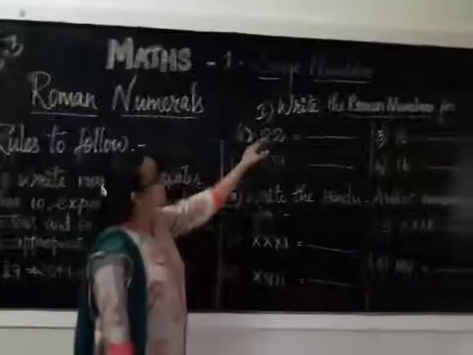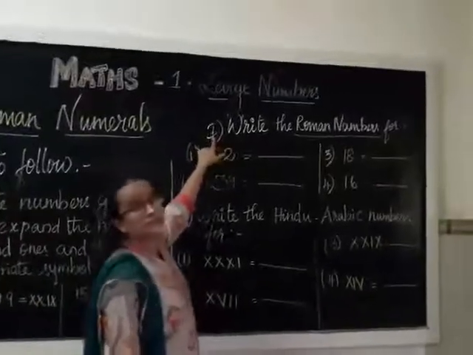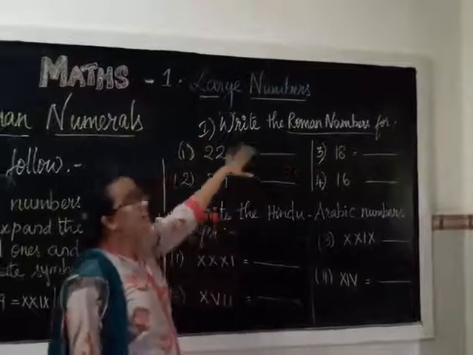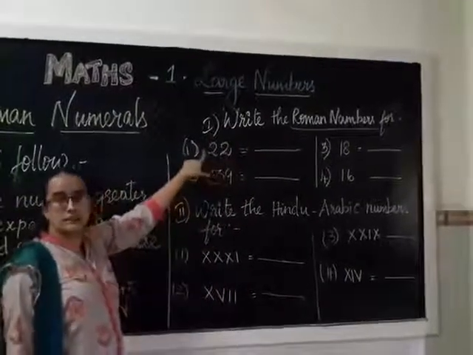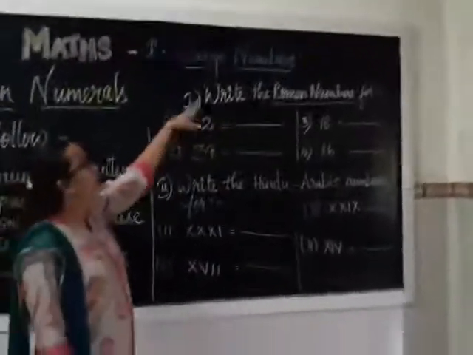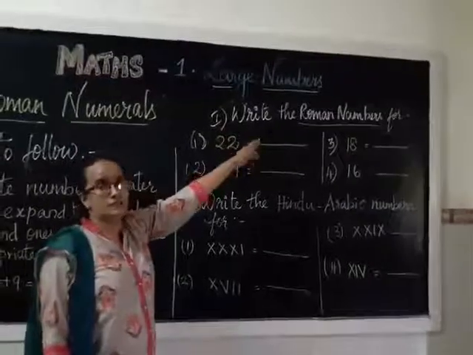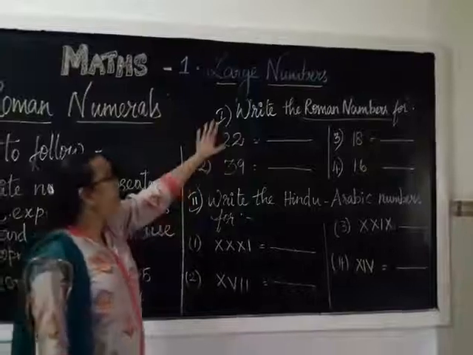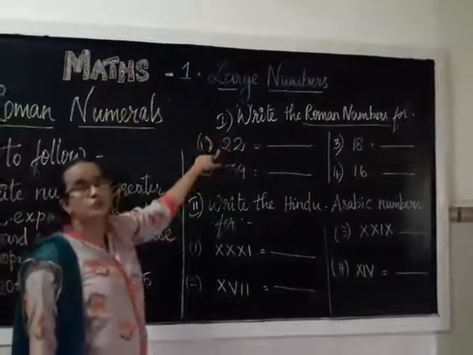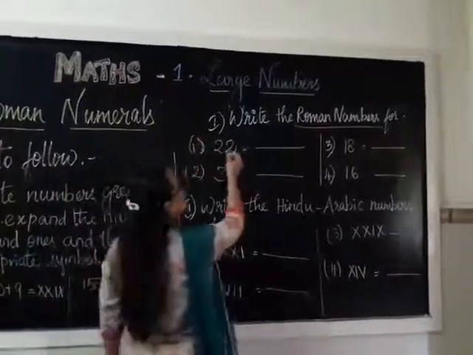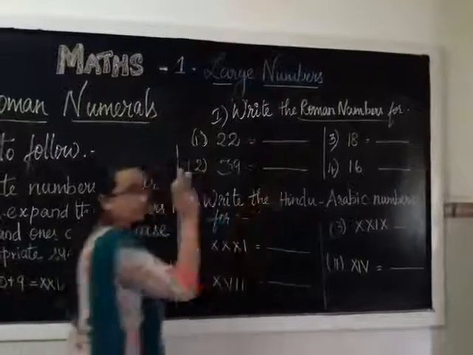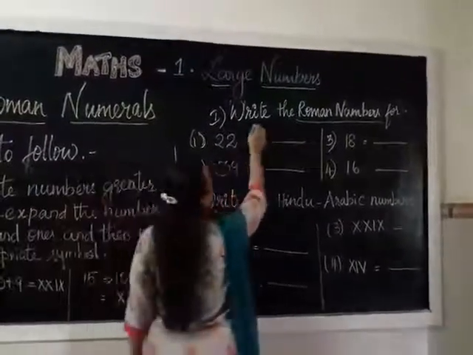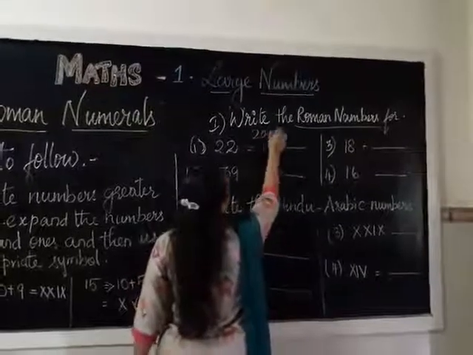Now, first, write the Roman numbers for the given Hindu Arabic numbers. We have to write them using Roman symbols, like the 7 alphabets we use for this. 22, how will you write 22? Split it, remember the 4th rule. The 4th rule says 22 is 20 plus 2.